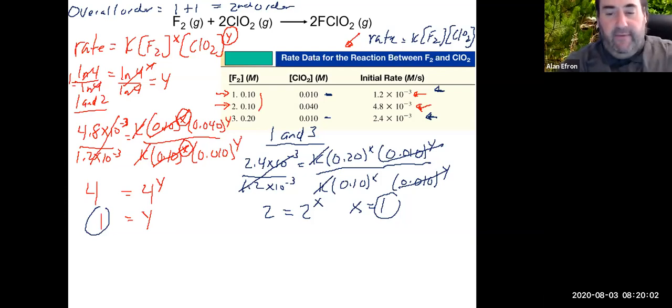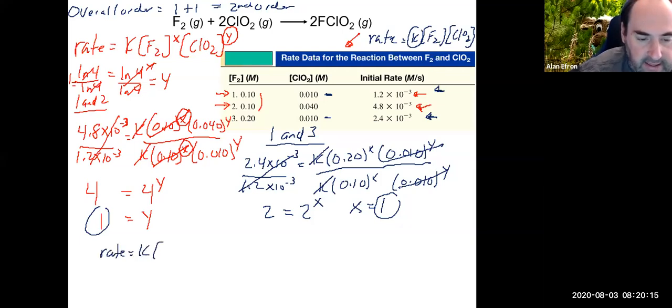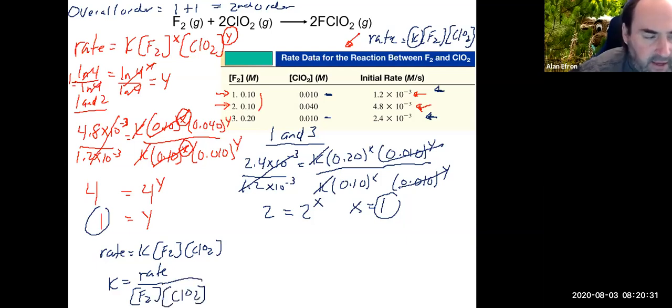Now, once we do have, as I mentioned, the actual completed rate law, we could then use it to solve for what the value of K would be. So if we take that rate law, which is the rate equals K times F2 and ClO2, and solve for K, K would equal the rate divided by F2 and ClO2. And you may ask yourself, okay, so where do I get these numbers from? And where you get these numbers from is the same table that we used earlier. So you could go back to this table.